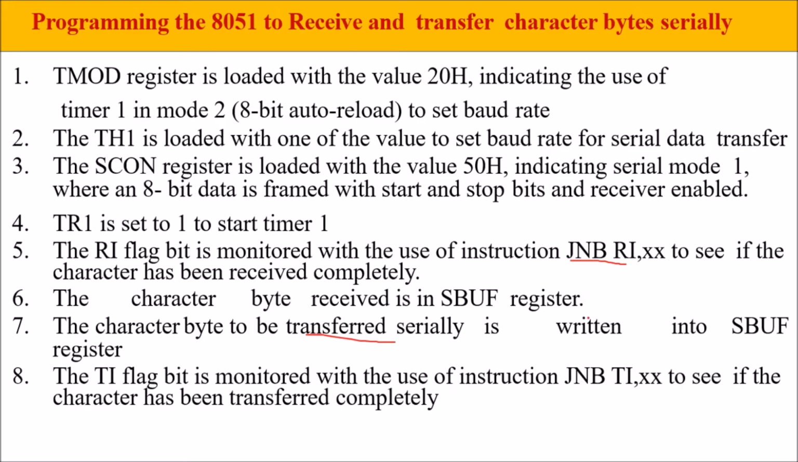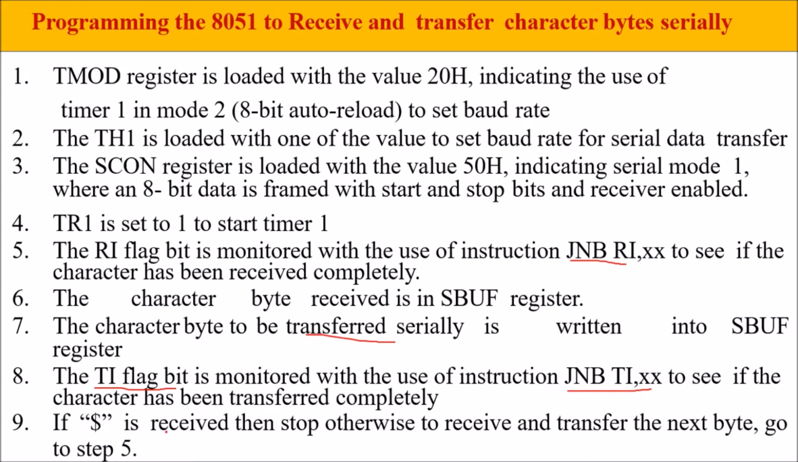And after storing it in the SBUF register, we'll check the TI flag bit, whether it is 1 or not. If it is 1, that means the character is transmitted completely. So for that we'll use JNB TI and then a label. XX means label, any label you can give. If it is not 1, it will execute this instruction again. If it is 1, it will execute the next instruction.